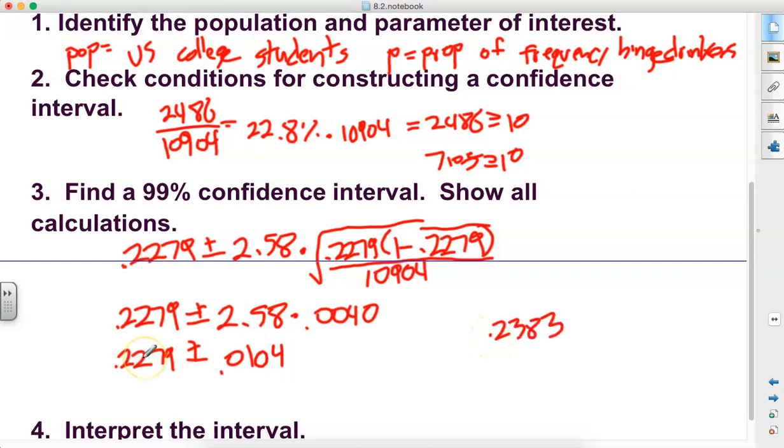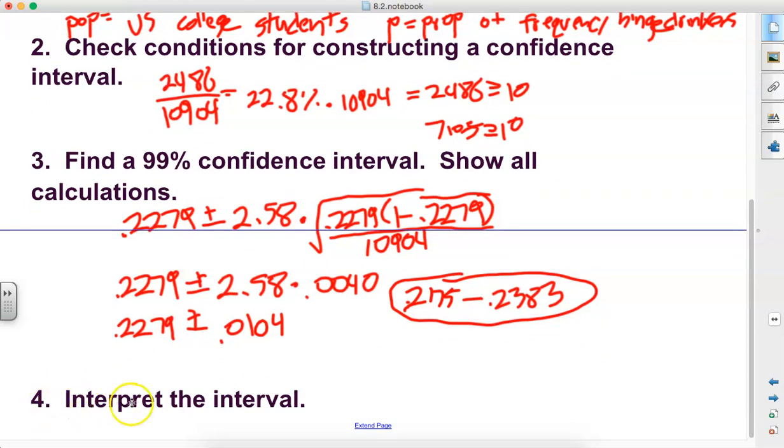And then we subtract it from 0.2279, and you get 0.2175. Okay, so this is our confidence interval. All right, now the last thing we're going to do is interpret the confidence interval.